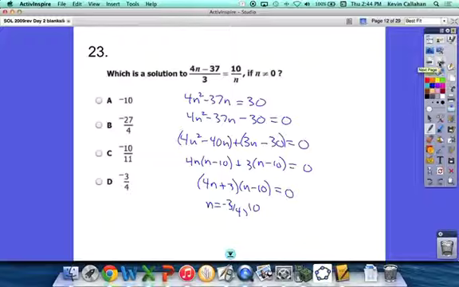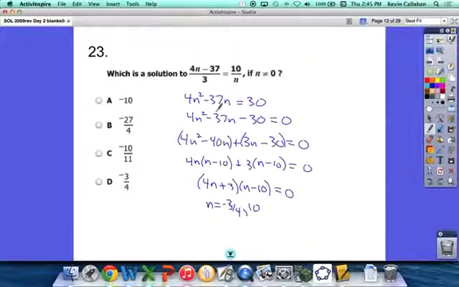Okay, this one, again, this is a proportion. And if you have a proportion, which means a fraction equals a fraction, then it always works to cross multiply. Because at the end of cross multiplying, at least you don't have fractions anymore. Okay, now that's a quadratic.